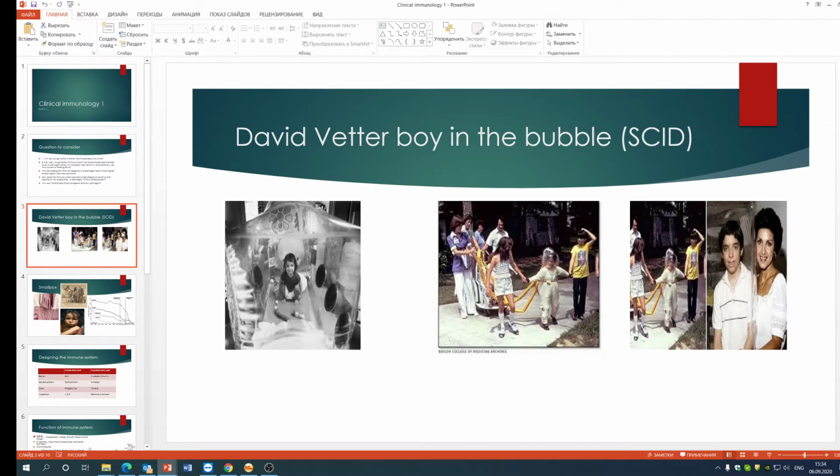Here is a picture of David Vetter, the boy in the bubble, that some of you may be familiar with. What is amazing about David? He was born without a functioning immune system in terms of B and T cells, and his two older siblings died within the first year of life from infection. The infections were unusual.